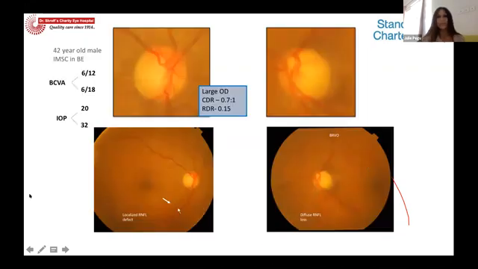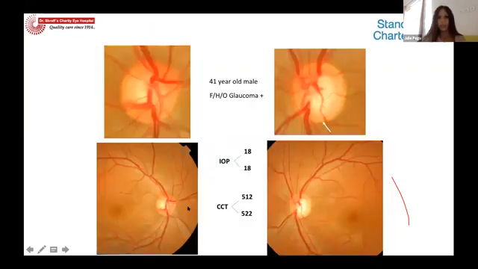So maybe these are the patients where even if the pressures are 20 and the disc may look healthy, if this RNFL defect has formed, then you know that early damage has started to happen and you might want to treat this patient. Similarly, this is a 40-year-old male who has a family history of glaucoma.